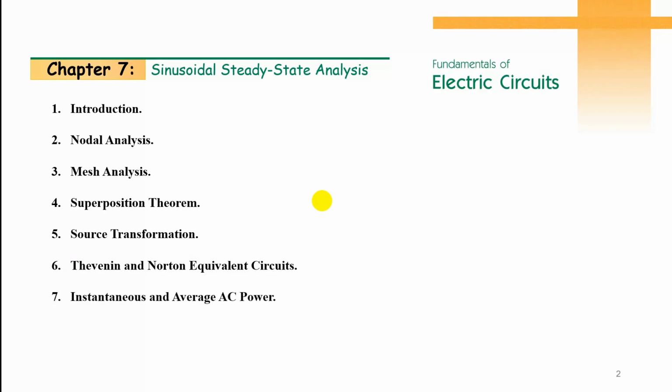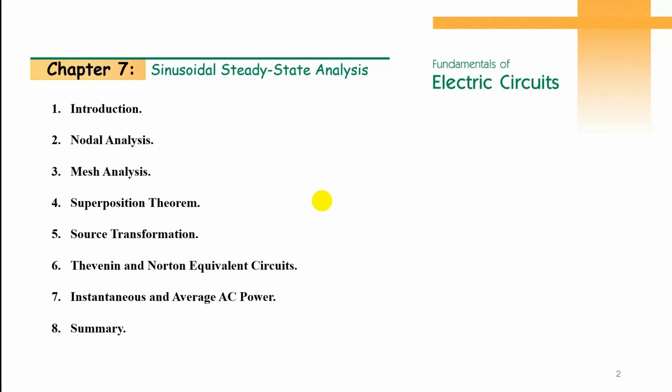It is called instantaneous and average AC power. This we didn't study in DC. We already studied power in, I think, chapter 2, how much power and how much energy. Here also we study instantaneous and average AC power.